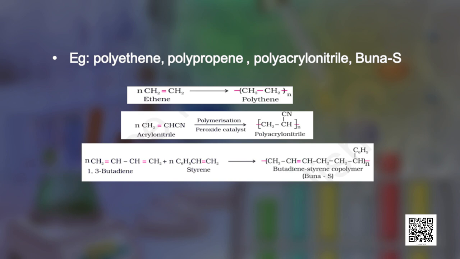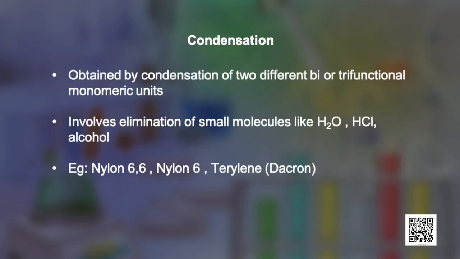as BUNA-S. While in case of condensation polymers, the polymers are formed by repeated condensation reaction between 2 different bi or trifunctional monomeric units. In these polymerization reactions, the elimination of small molecules such as water, alcohol, hydrogen chloride takes place. The very common examples of this category are nylon 6,6, nylon 6 and terylene.